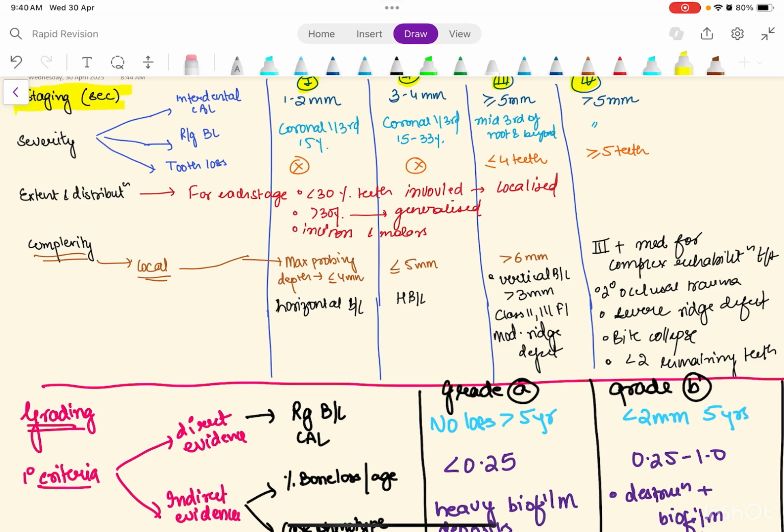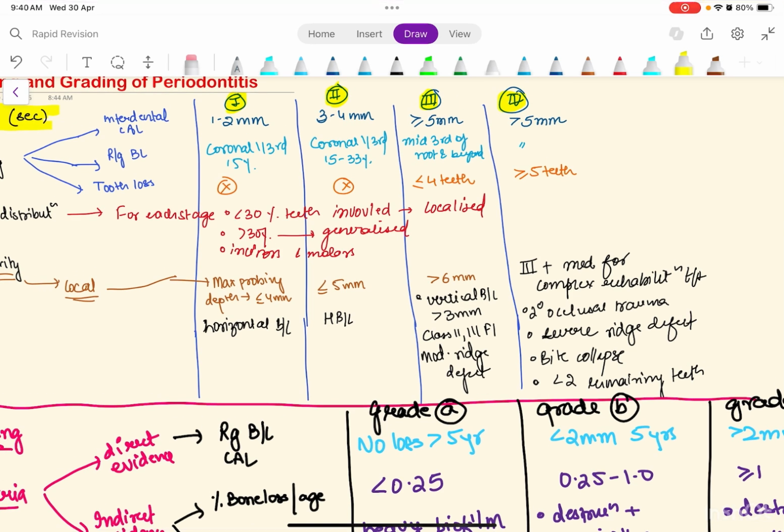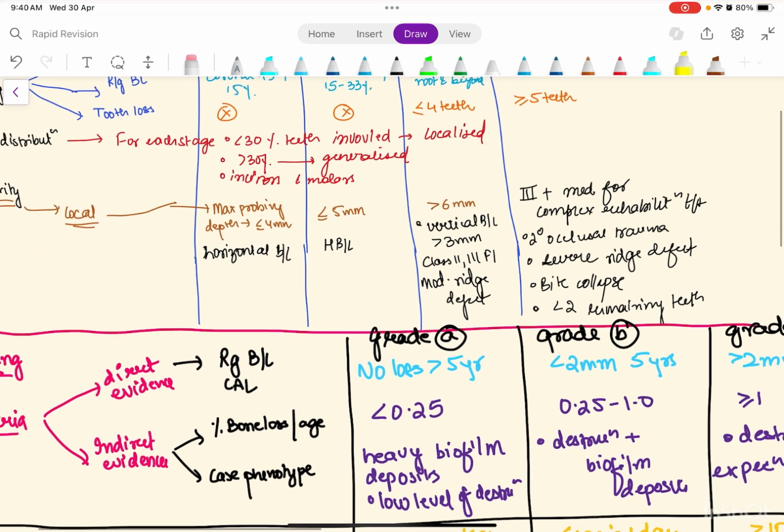Then coming on to complexity. In complexity, we have the local factors that we're going to see, that is the probing depth and the bone loss. So in the first and the second one, you have probing depth of 4 mm or less and 5 mm or less, and you have horizontal bone loss only. In the third, you have vertical bone loss, and it's 3 mm or more. You will have furcation involvement, plus a moderate ridge defect. But in stage 4, you will have a severe ridge defect, bite collapse, and secondary occlusal trauma, and there will be a need for complex rehabilitation treatment.